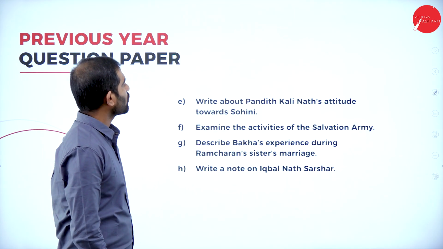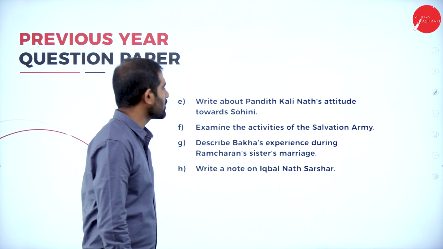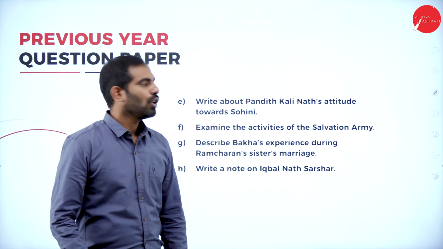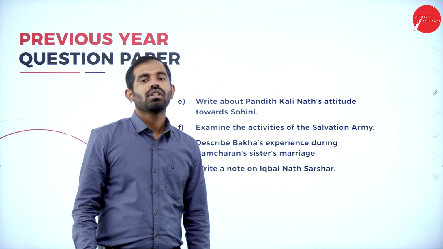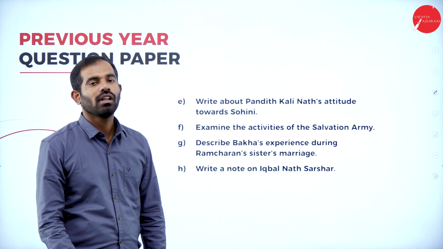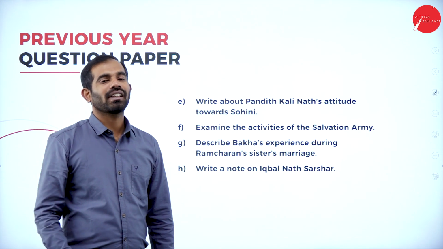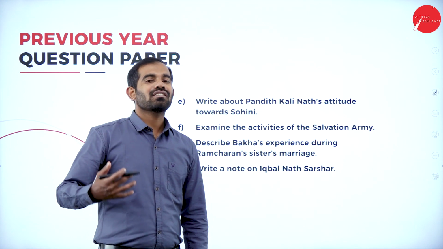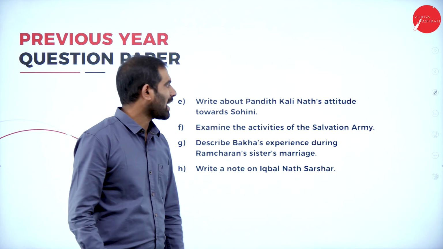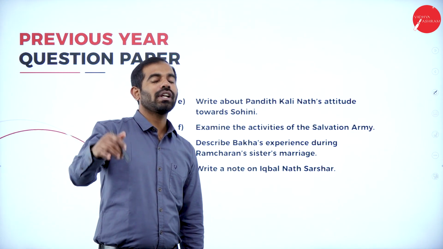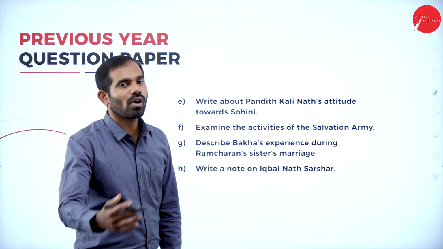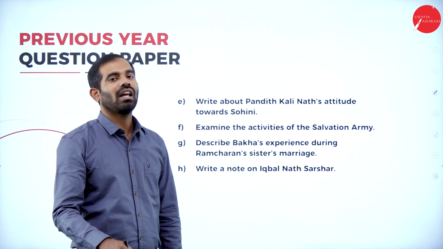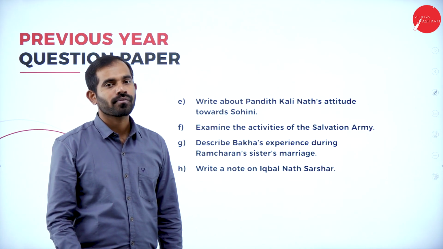Next is write about Pandit Kalinath's attitude towards Sohini. This is very important. Pandit Kalinath is the one who gives water to people who are waiting near the well. Somehow the lower caste people convince Pandit Kalinath, and looking at Sohini, he has something going on in the back of his mind. He calls Sohini and pours the water into a pitcher, and then tells her that she has to come back later and clean the premises of the temple.